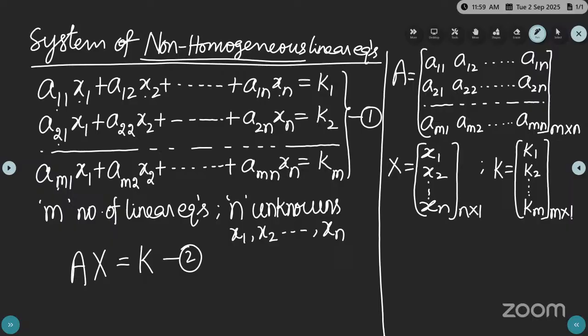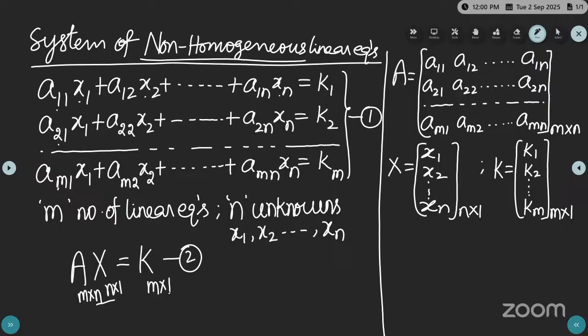Clear? Look, A is of order m by n, x is of order n by 1. These two cancel. What is the order of k? m by 1. At least one of the constants k1, k2, and so on up to km must be not equal to 0. Among those constants, at least one must be non-zero. Then only you can say that it is non-homogeneous.